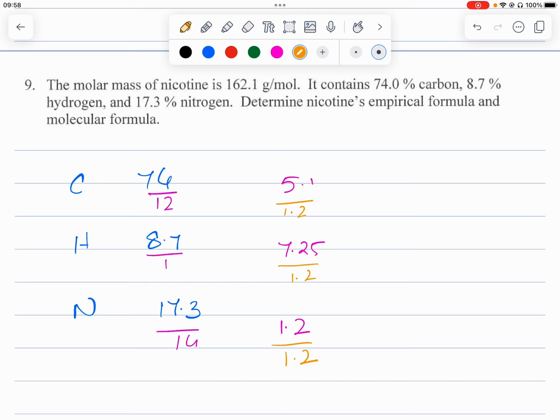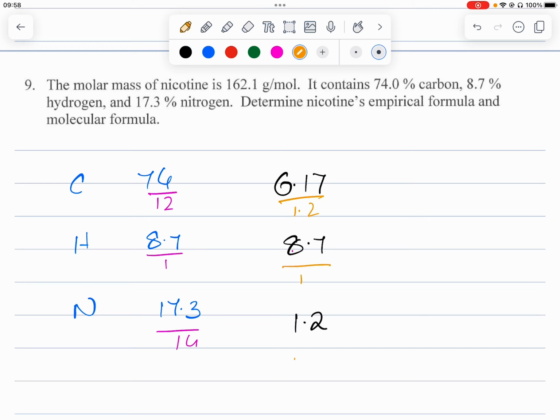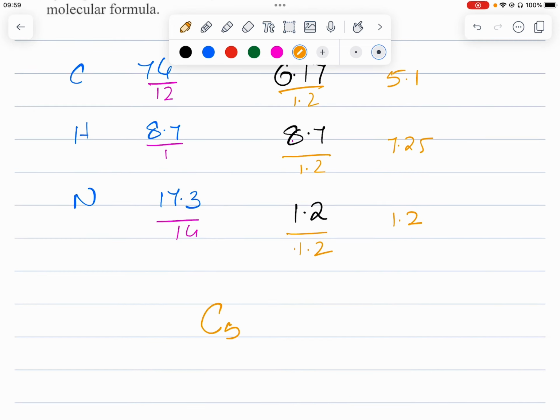There is an error in this ratio over here. So what am I going to do? 74 divided by 12 was not 5.1, it was 6.17. 8.7 divided by 1 is 8.7. 17.3 divided by 14 is 1.2. Now divide by 1.2, the smallest one. So what does that become now? This becomes 5.1, 7.25 and 1.2. So what is the empirical formula? C5H7N1. This is the empirical formula.